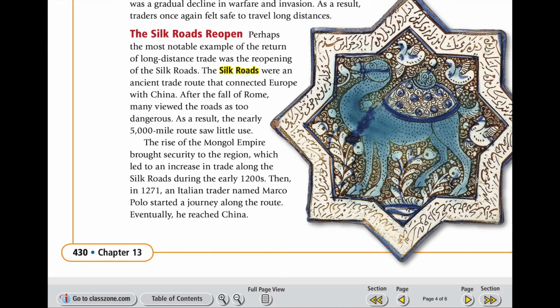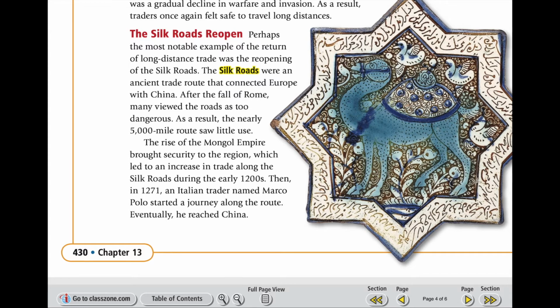The Silk Roads reopened. Perhaps the most notable example of the return of long-distance trade was the reopening of the Silk Roads. The Silk Roads were an ancient trade route that connected Europe with China. After the fall of Rome, many viewed the roads as too dangerous. As a result, the nearly 5,000-mile route saw little use.